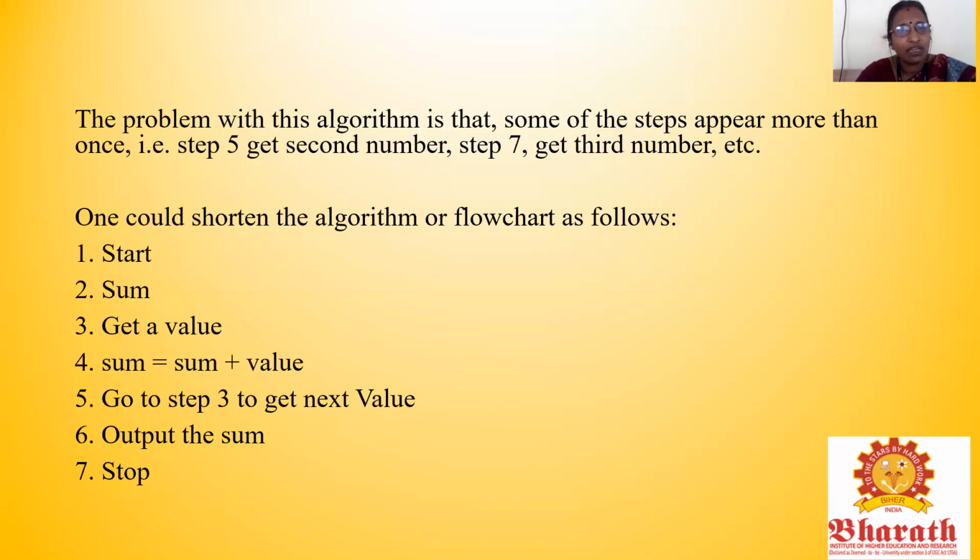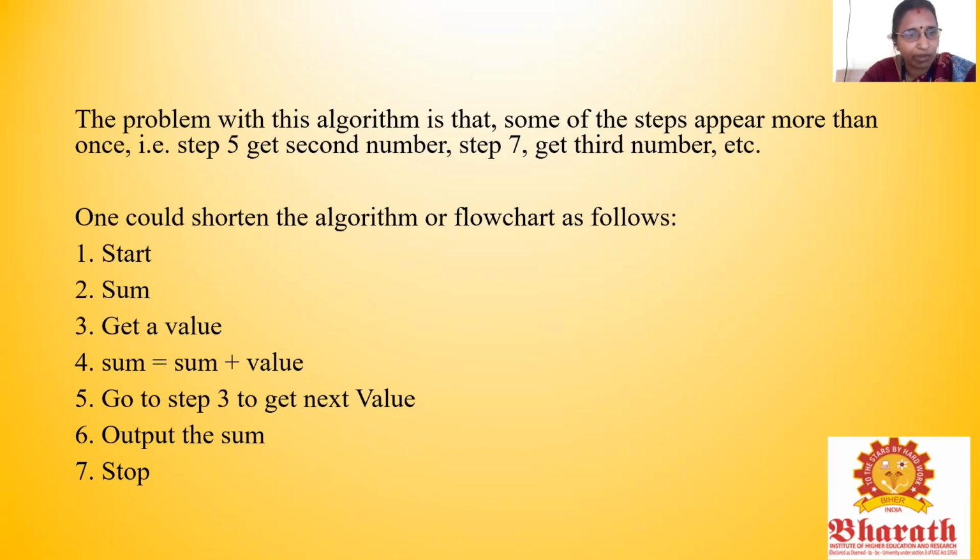Now, what is the problem with this algorithm? Some of the steps appear more than once. For example, here there are only 6 steps, but I need to write a very lengthy algorithm. Suppose I want to get 100 numbers, I cannot write line by line, it may be a collection of pages. I cannot write such a lengthy algorithm or draw such a lengthy flowchart. So I want a concise algorithm, I want to shorten the algorithm or flowchart. How to do it?